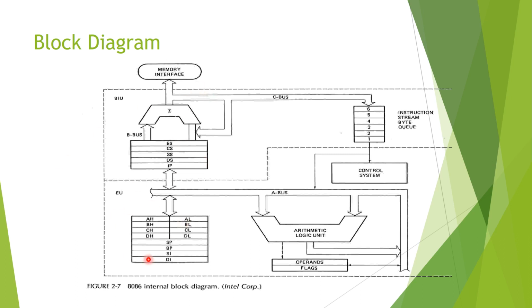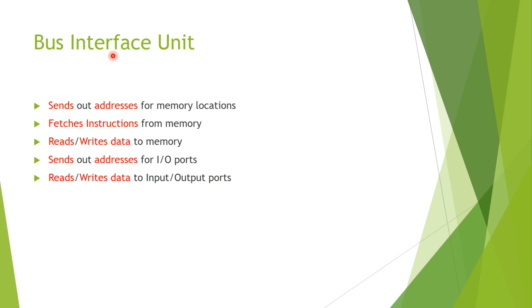Then we have the execution unit. This execution unit holds all the general purpose registers, that is AX, BX, CX, DX. Then we have the stack pointer, base pointer, source index register, destination index register, and then we have the arithmetic and logical unit that is used to perform the arithmetical and the logical functions. So this is the whole internal structure, or the internal diagram, of 8086 microprocessor.